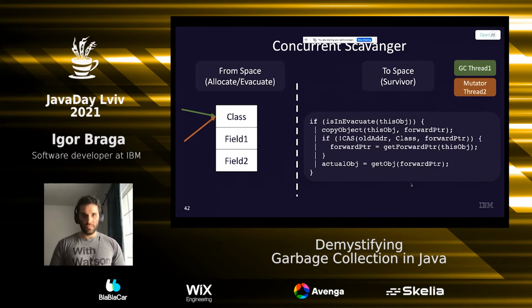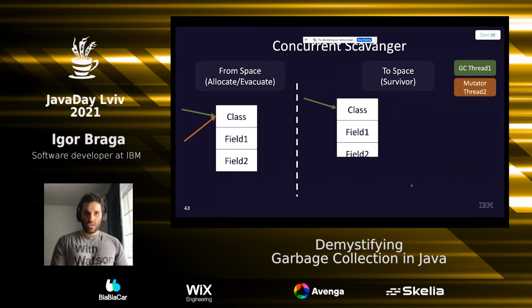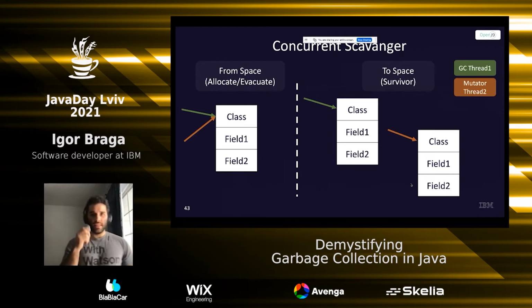So what do we do? In this case, we unconditionally copy the object. So both the GC thread and the mutator thread are going to copy the object, and then they're going to race to install the forwarding pointer, right? So how does this work? Both of them are going to copy the object, unconditionally. And then at this point, they're going to race to install the forwarding pointer.